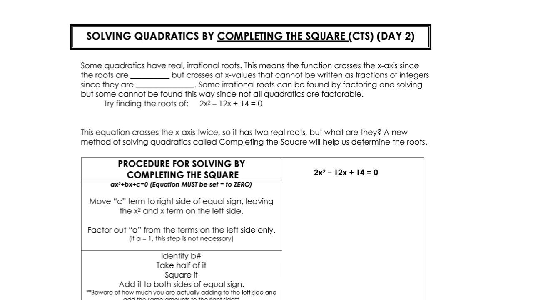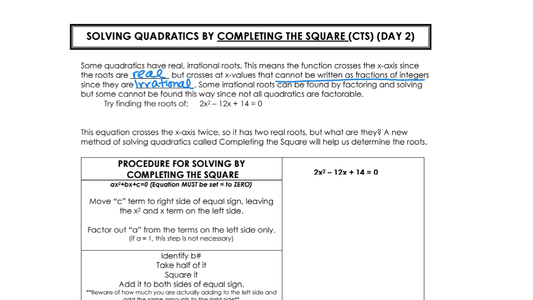This means the function crosses the x-axis since the roots are real, but crosses at x values that cannot be written as fractions of integers since they are irrational. Some irrational roots can be found by factoring and solving, but some cannot be found this way since not all quadratics are factorable. So let's try finding the roots of this equation.